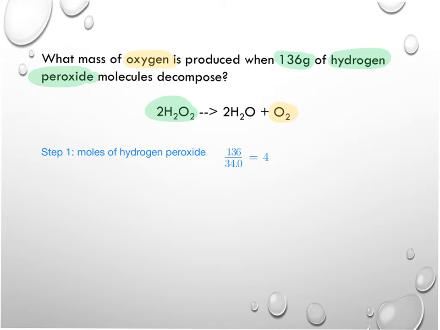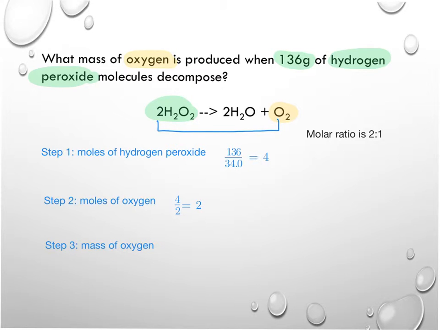So 136 divided by 34 equals 4 moles of hydrogen peroxide. Step 2. Moles of oxygen. Again, we can see using the balanced equation, the 2 moles of hydrogen peroxide produce 1 mole of oxygen. Therefore, 4 moles of hydrogen peroxide will produce 2 moles of oxygen.